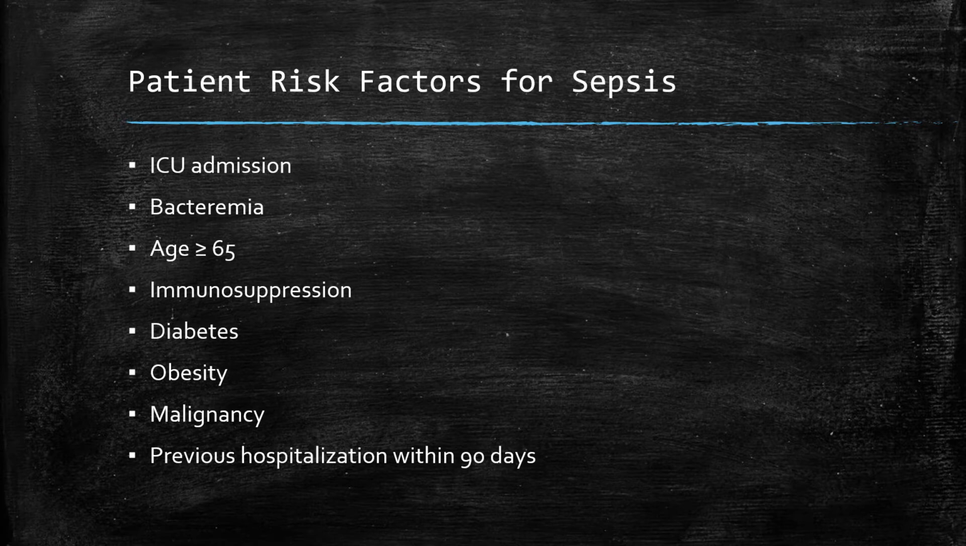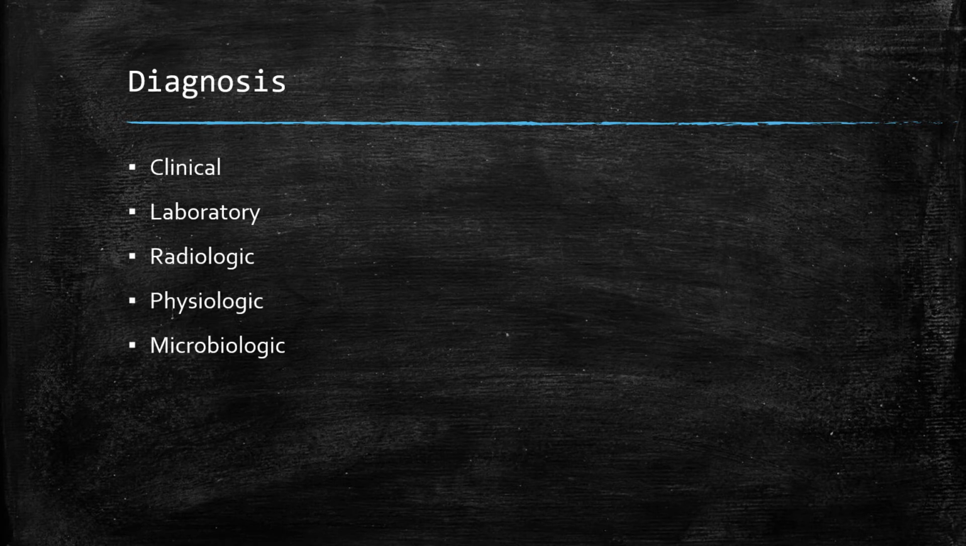I've listed here some of the patient risk factors for developing sepsis. It's probably fairly intuitive that older patients or immunosuppressed patients or patients with systemic illnesses like diabetes, obesity, and malignancy have by far the highest risk for this condition. There isn't a single specific test for diagnosing sepsis. The clinical presentation is probably the most important evidence, with lab tests, x-rays, measured physiologic parameters, and culture results as important supportive evidence.